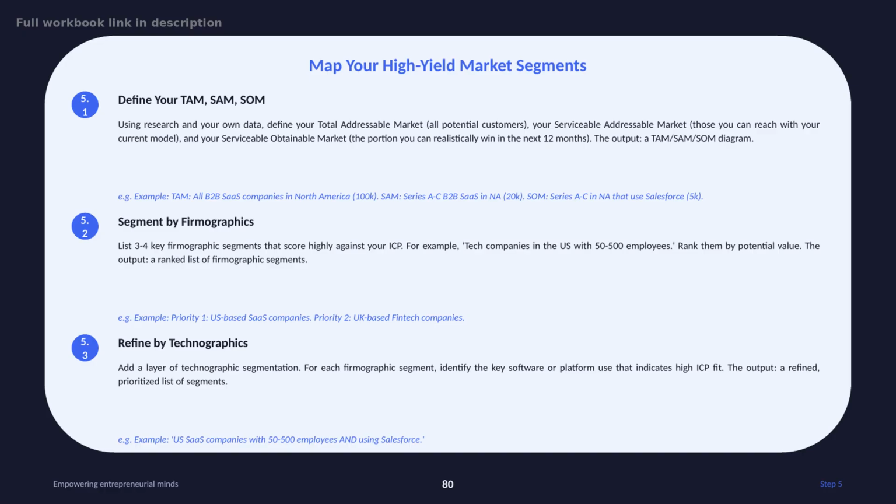Next, list 3 to 4 firmographic segments that score highly against your ICP and rank them by potential value, something like US-based SaaS companies as your top priority. Finally, add a technographic layer to each one, the specific software or platform usage that signals a strong fit, like US SaaS companies with 50 to 500 employees using Salesforce. If you've got your workbook handy, this is worth writing out as an actual table.